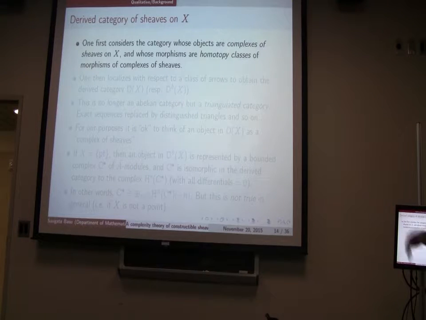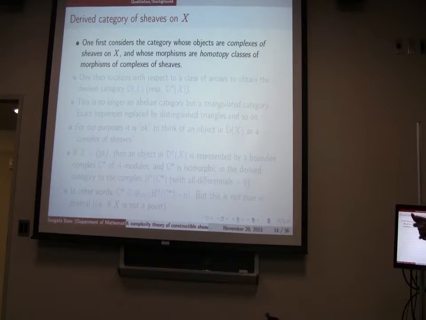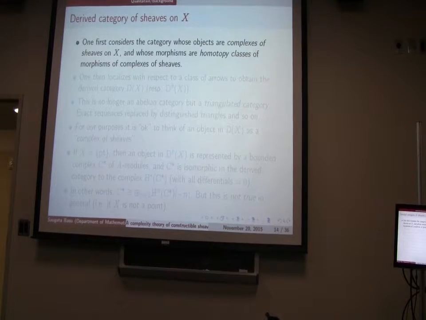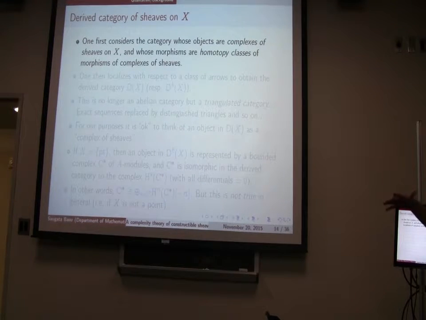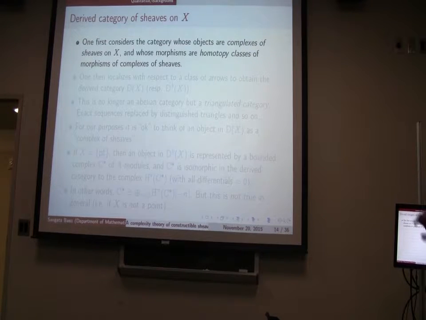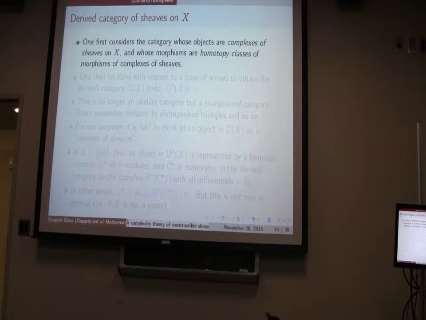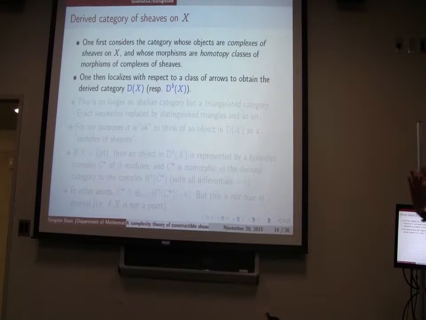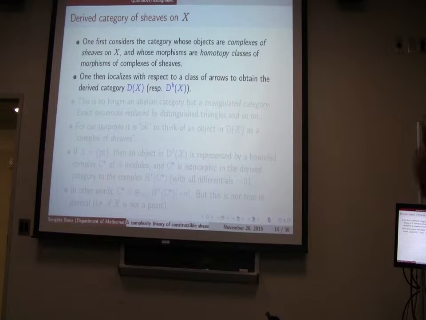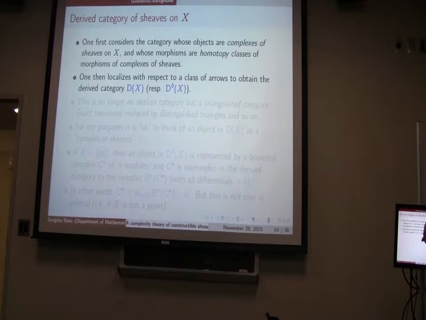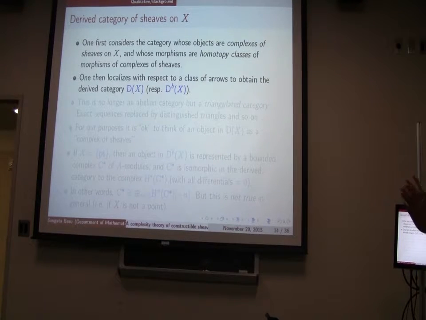So of course, defining the derived category properly takes several pages, but what you should think of is that the objects are not just sheaves but complexes of sheaves. But these complexes of sheaves are quotiented by a very complicated equivalence relation. So first of all, you consider morphisms to be homotopy classes of morphisms of complexes, and then you quotient out by a certain class of arrows to get to the actual category.